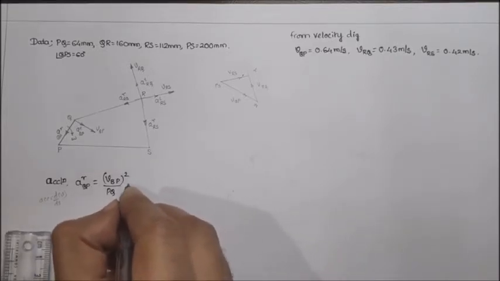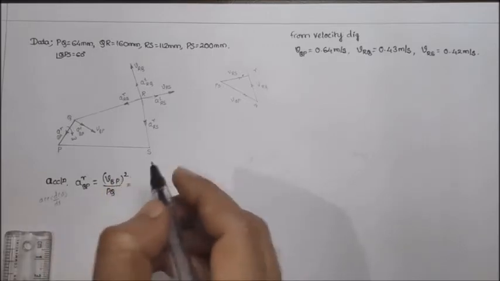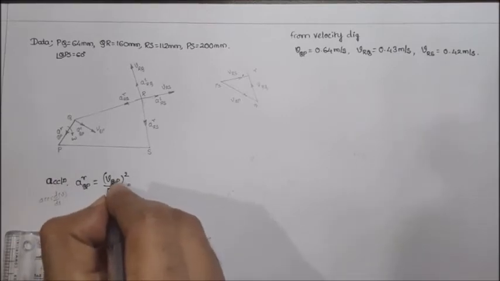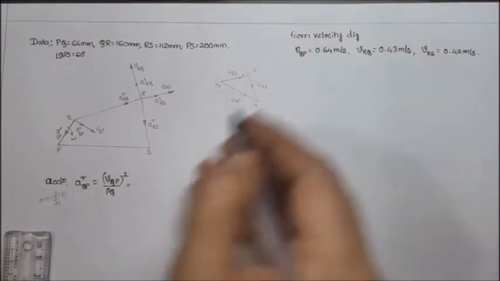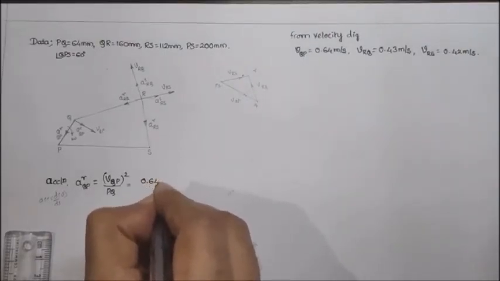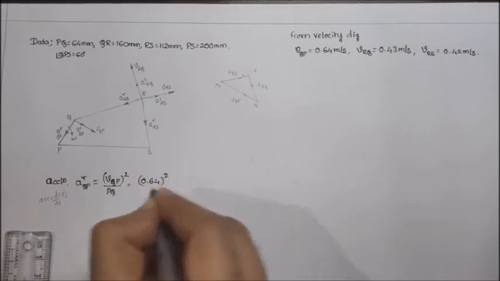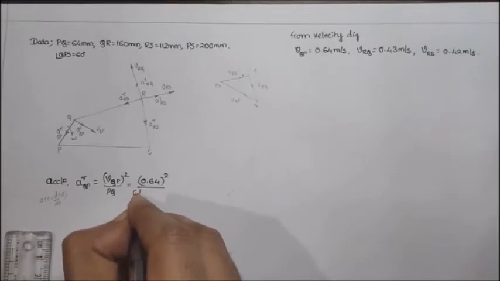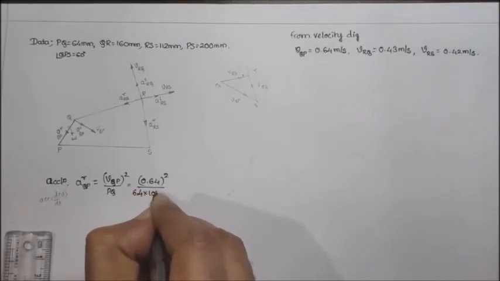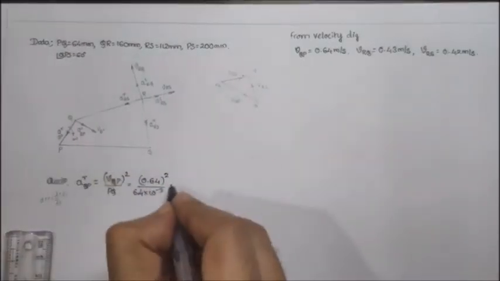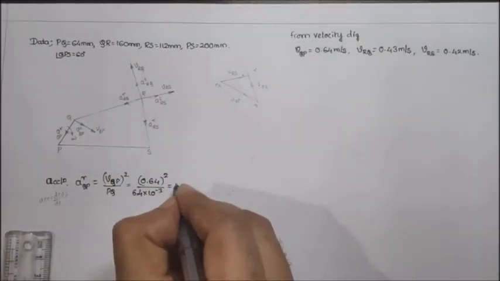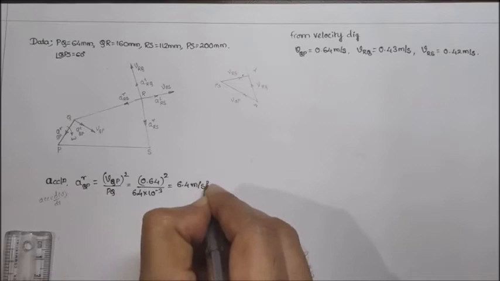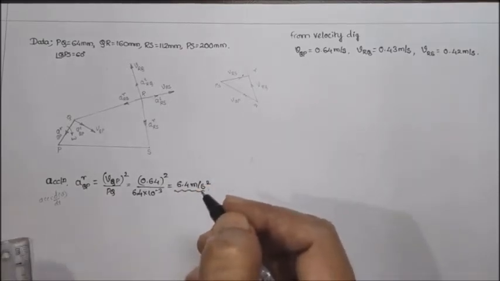So here we get the velocity of QP, sorry, it is QP, which we already have as 0.64. Keep it to the power 2 divided by PQ. Here it should be in meter per meter, so it will be 64 into 10 to the power minus 3. We are converting this, and the answer I have got, I will write here, is 6.4 meter per second square.